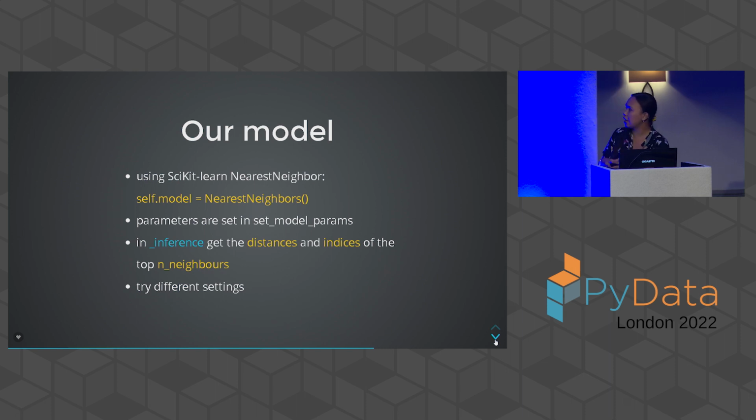Then we have to actually use the model to find the n nearest neighbors, get their distance, how far apart they are, and also get the index. We need to find those n similar ones, right? So we need the index so we can later map it back to the title of the movie. And then we try different settings as well.